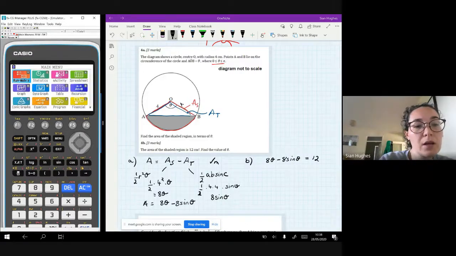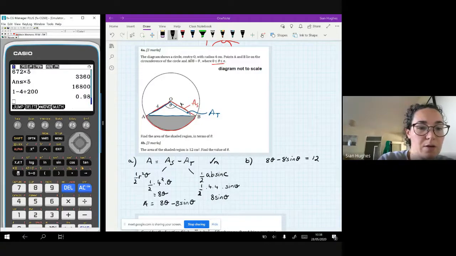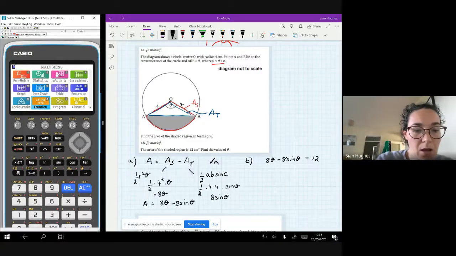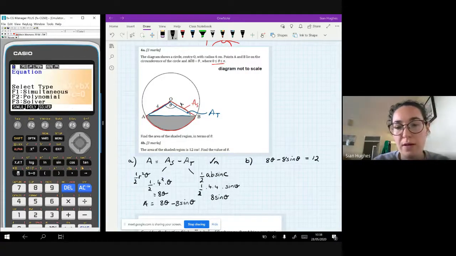I'd be inclined here to use Solver because, first of all, it says the value of theta, so there's only one of them. And second of all, I know it's between 0 and 3.14. So as long as I get an answer in that range, I can assume I found the answer.